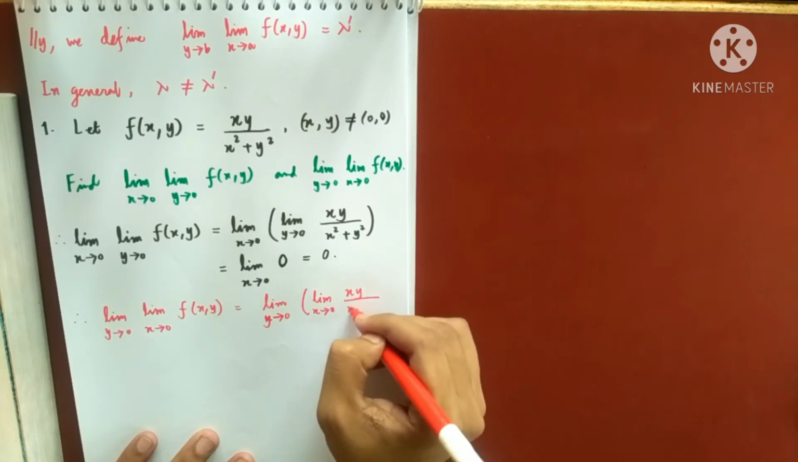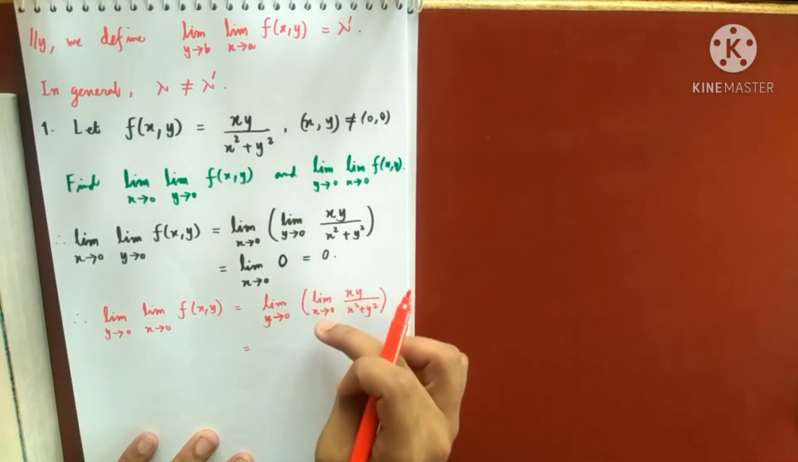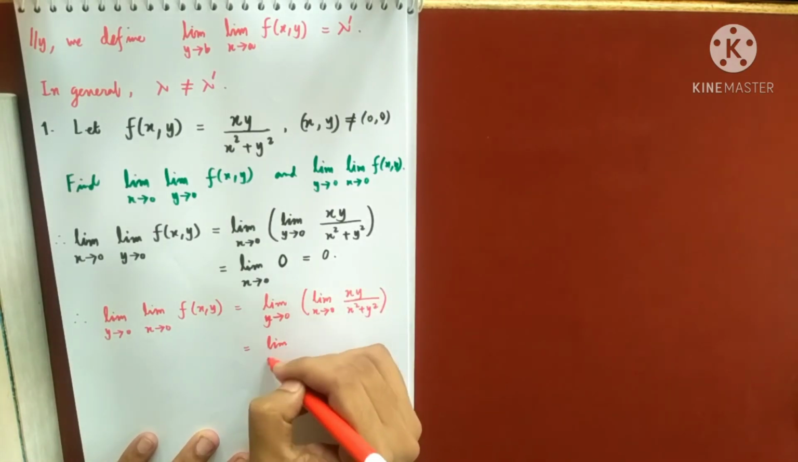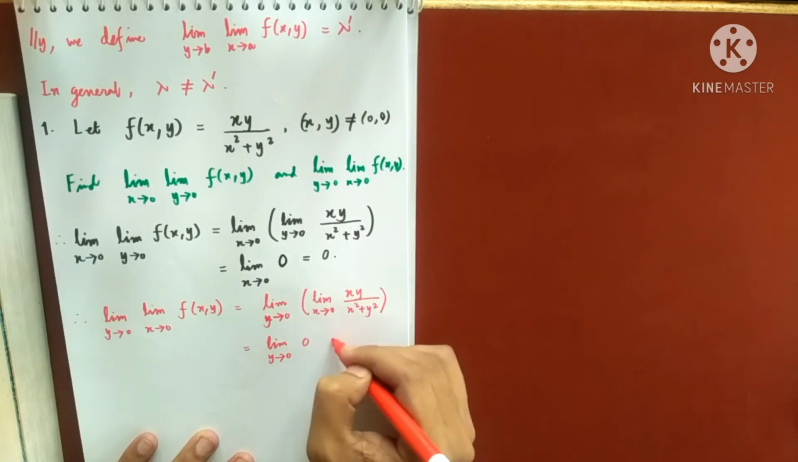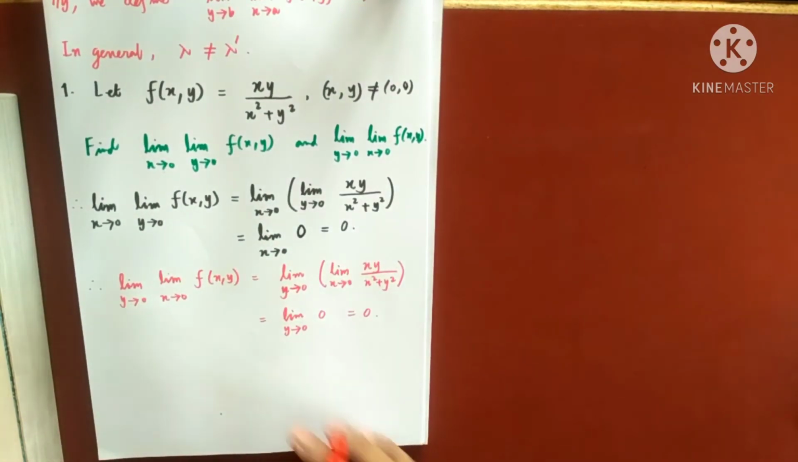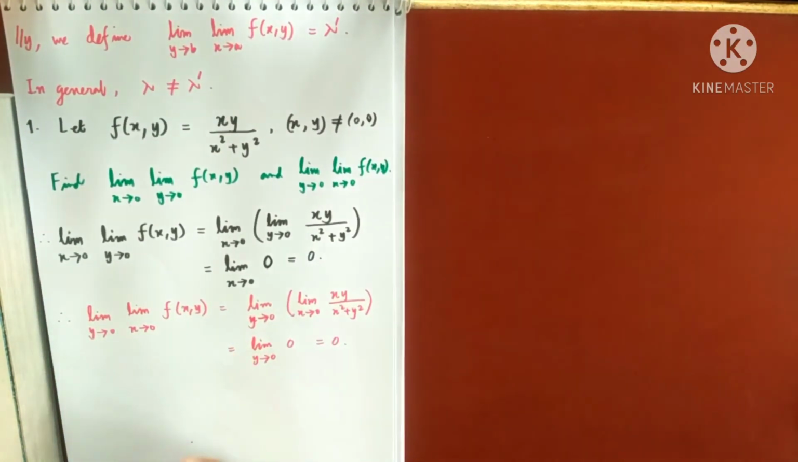xy by x square plus y square. Again, treating y to be constant, but x is 0, so that will make this limit 0. So this I am getting, limit y tends to 0, 0, and this is the number 0. So this example will be a very important one because this has given us a counter example, that even if both the repeated limits exist and are equal, the double limit may not exist.